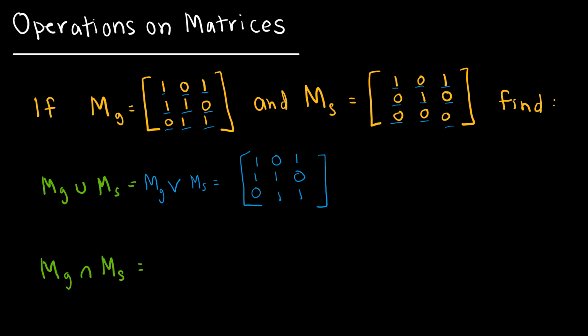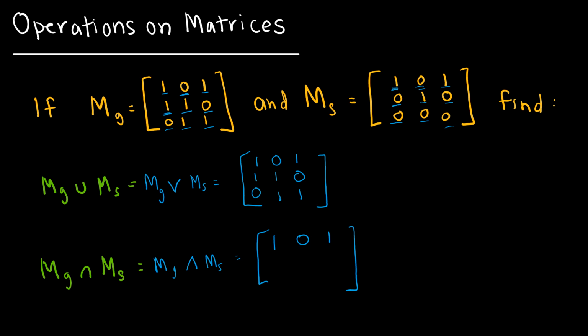For the second, the intersection, really what I'm doing here is looking at MG and MS, which means they both have to be a 1 for me to be able to use it. So again, I'm comparing 1 to 1, and that's a 1. And 0 to 0, obviously is 0. 1 to 1, and that's a 1. Remember, they both have to be 1s.